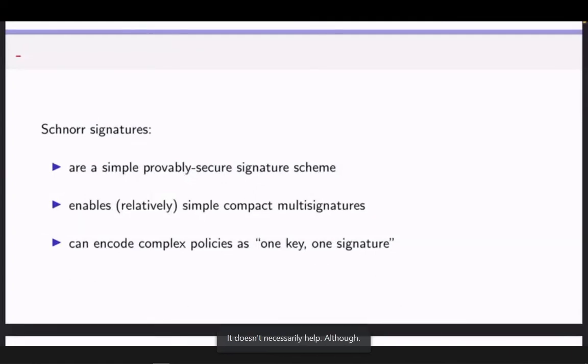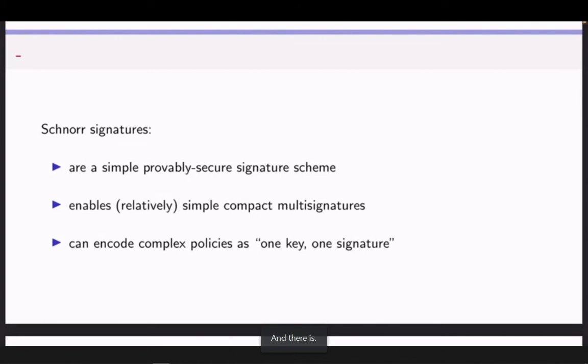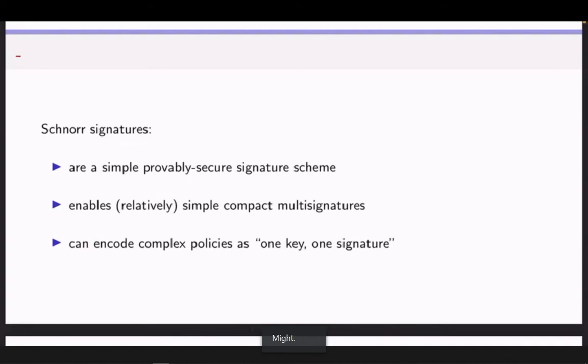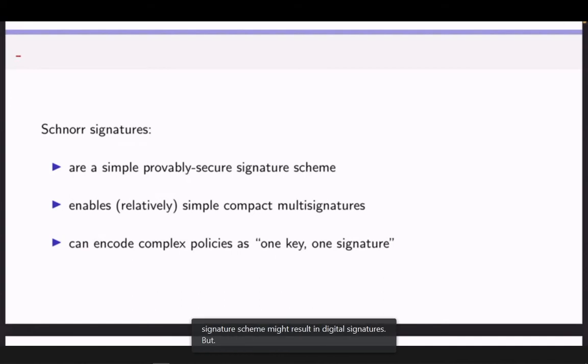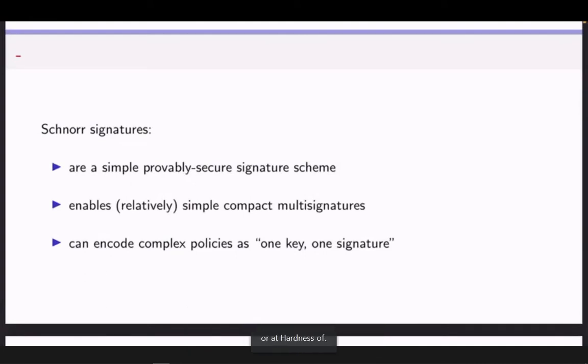Although I should be clear that ECDSA and Schnorr for that matter have both been deployed for multiple decades in many very high assurance, high reliability systems. And there's no concern in practice that either of these signature schemes might result in forgeable signatures. But when using these schemes as parts of larger crypto systems, then the exact details of the security model that you're working in become important to academics. And that's where the sort of fragility or ad hocness of the ECDSA security arguments become a concern.